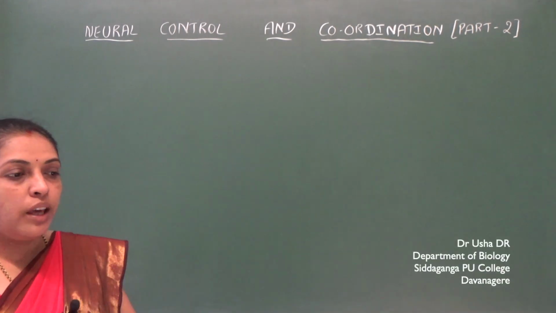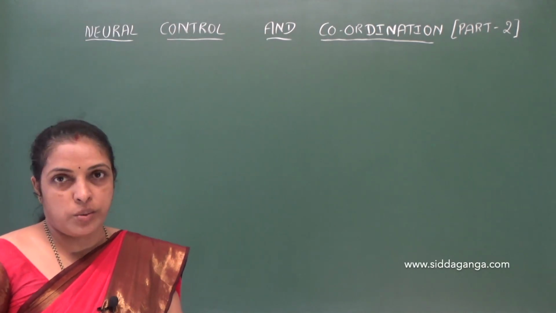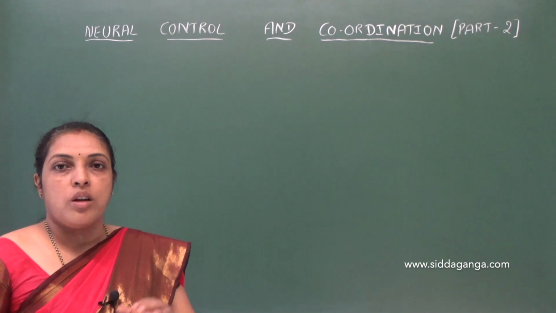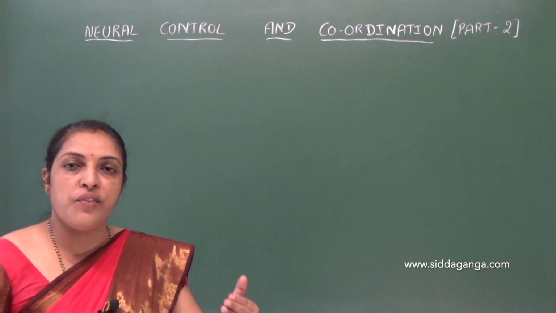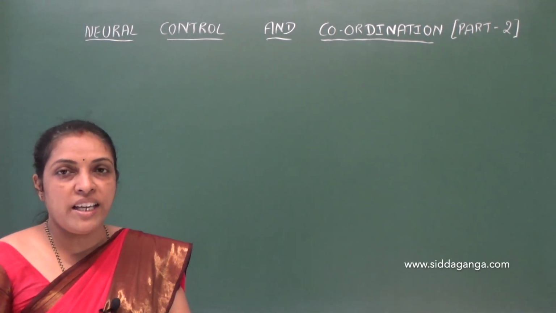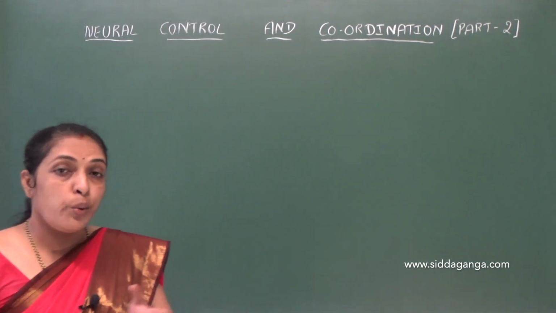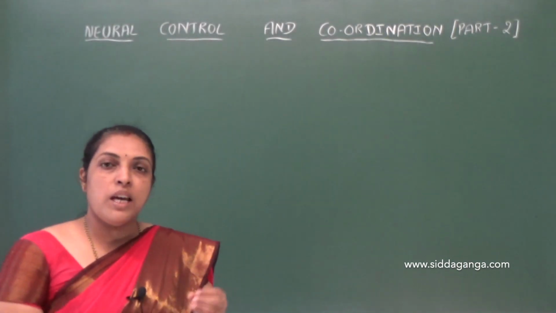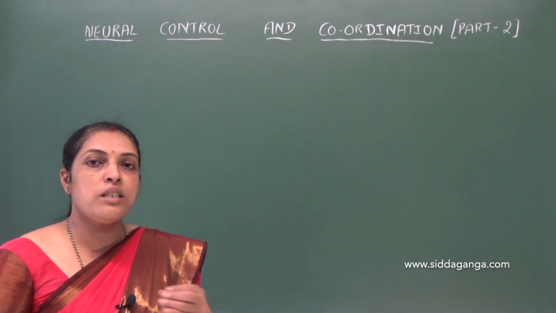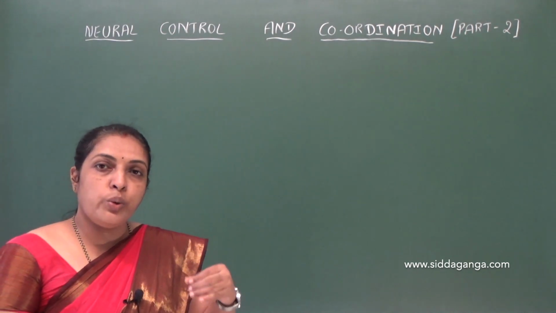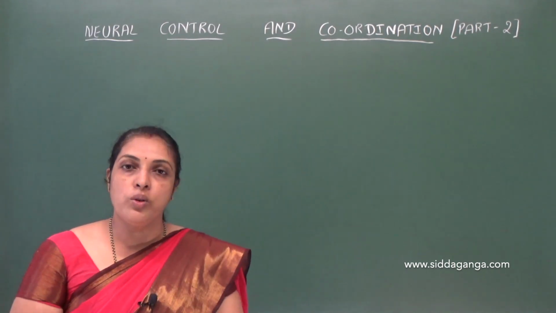Namaste children. In our last class, we discussed the classification of the human neural system. Before that, we discussed that in our body, different organs do their specific functions by coordinating with each other to maintain homeostasis. So what is homeostasis? It's the ability of an organism to maintain a constant internal environment irrespective of any changes in the external environment. That state is called homeostasis.